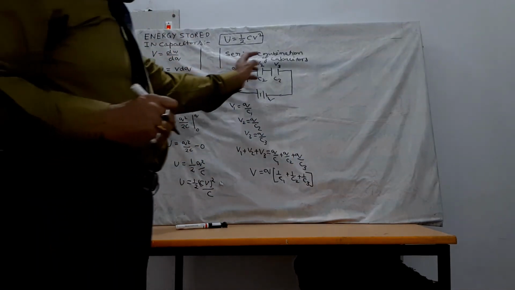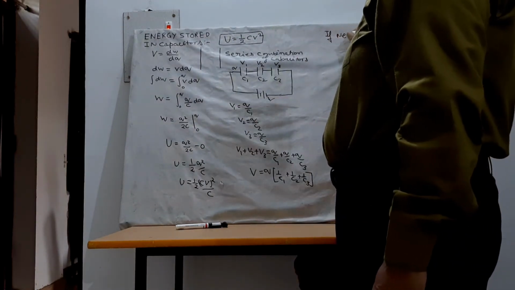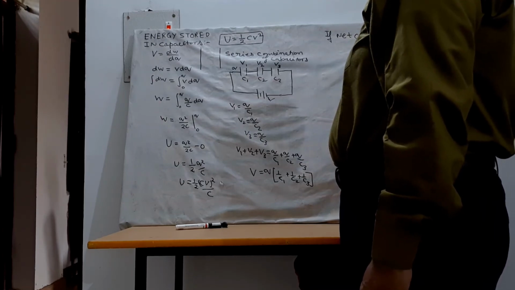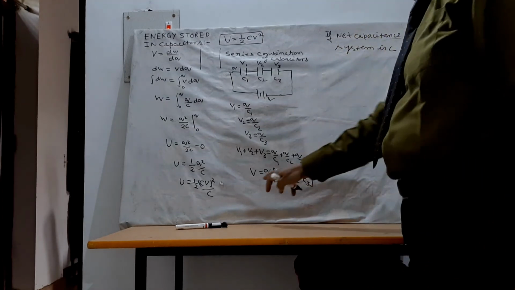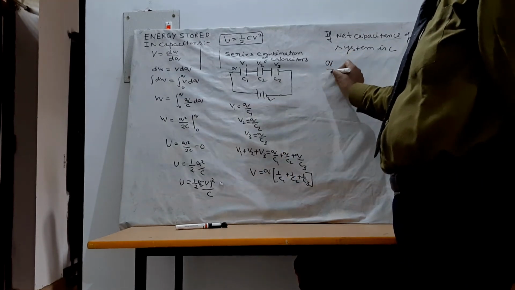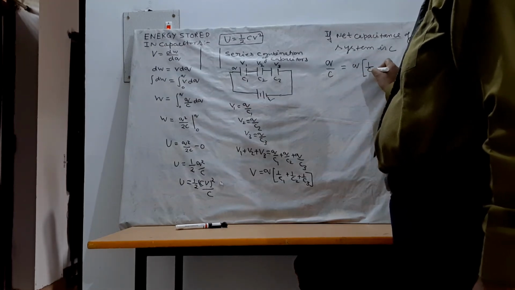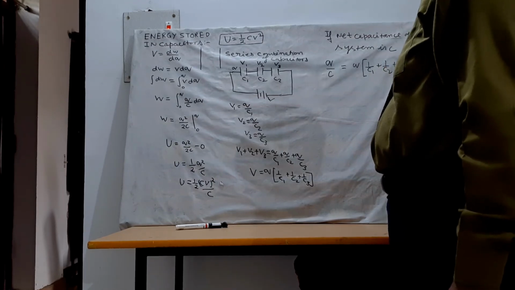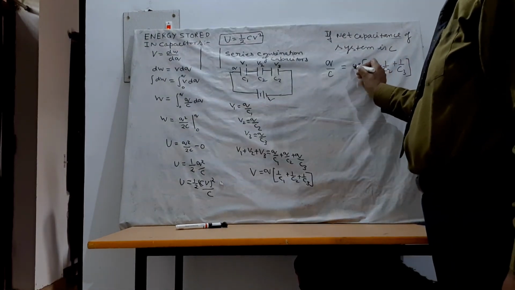And if the equivalent capacitance, the net capacitance of this system, is C, then in place of V you can write Q by C. Therefore Q by C will be equal to Q times 1 upon C1 plus 1 upon C2 plus 1 upon C3. Q and Q cancel out.